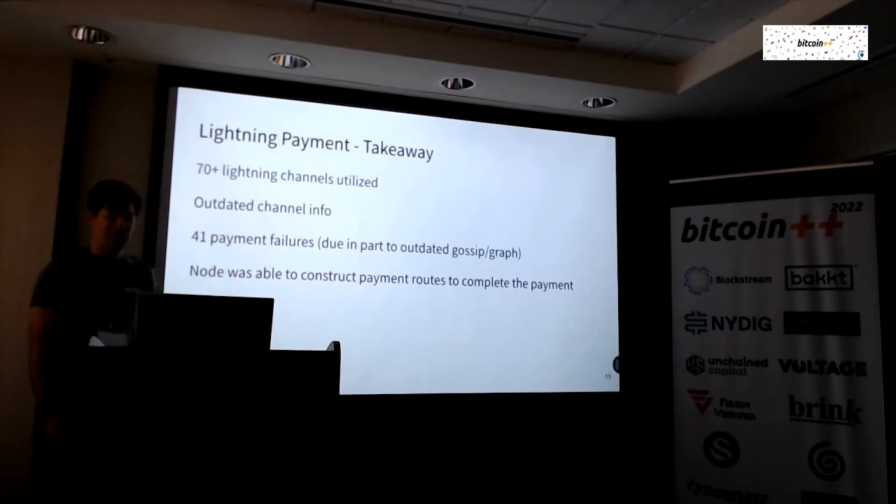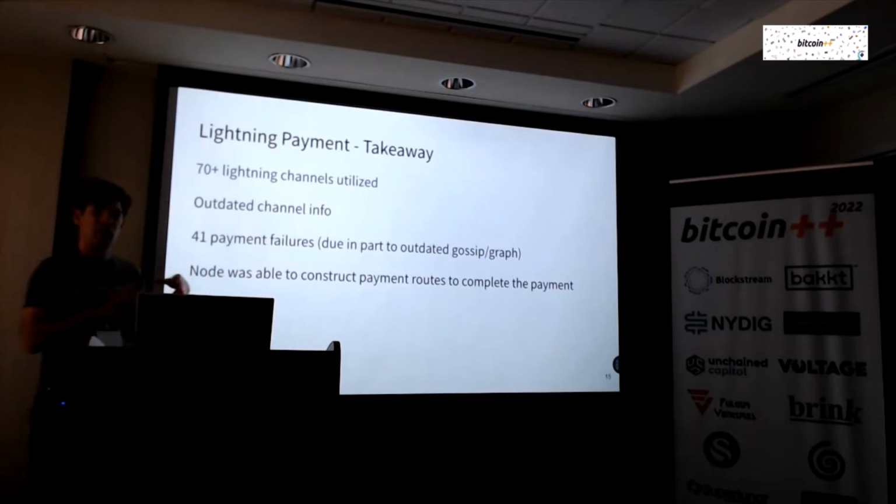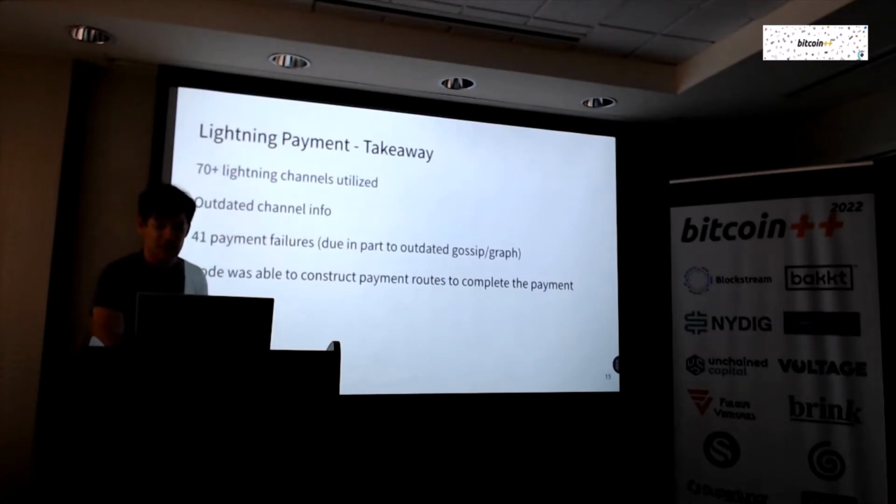So basic example, but what have we learned? There were actually over 70 different channels that we utilized to make this payment, even on a fairly simple scenario. For some of them we had outdated information, but we were able to retrieve some new gossip there, update our graph, the routing graph, which is like our map of what the network looks like. And with that new information, we were able to recalculate our paths such that we were able to ultimately succeed and make the payment.